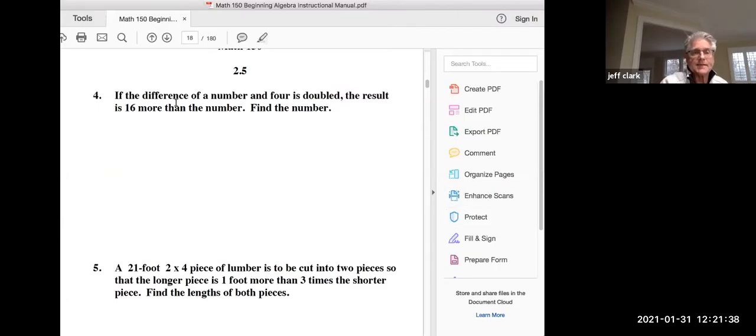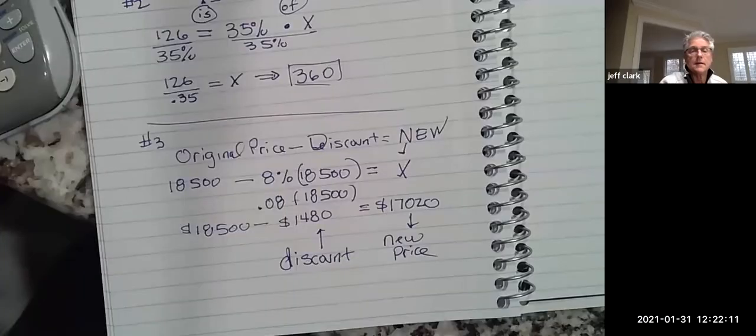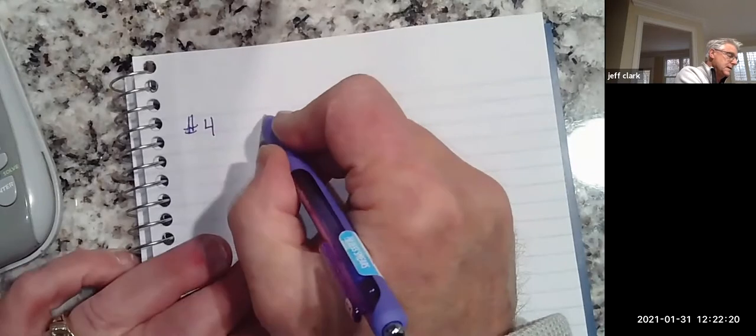Okay, this one here, it says the difference, so that's a subtraction. The difference of a number and 4 is doubled. So the difference of these two things are doubled. The result is, now it's another phrase for equal signs. The result is, so that means equal, 16 more than, that means you're adding 16 to whatever the number is. So let's say X is the number. I guess this is number 4. X equals the number.